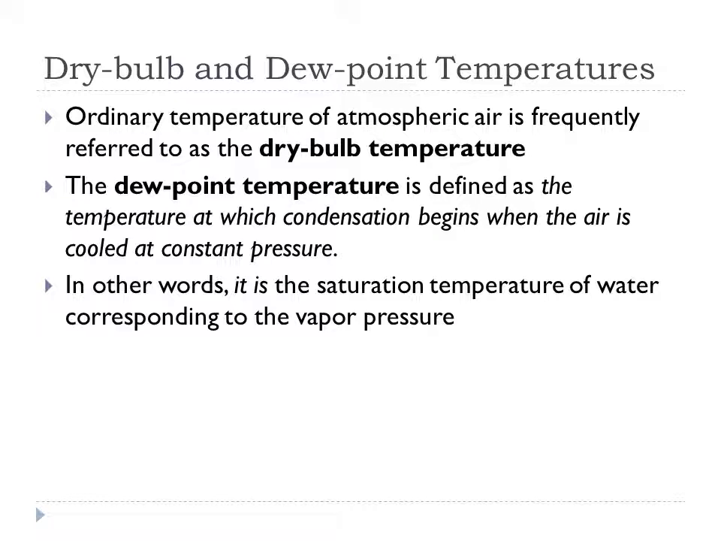In air conditioning, we also use dry bulb and dew point temperatures many a times. What is dry bulb temperature? Ordinarily, whatever temperature we measure with the help of a simple thermometer, that temperature is termed as dry bulb temperature. Whereas the dew point temperature is defined as the temperature at which condensation begins when the air is cooled at constant pressure.